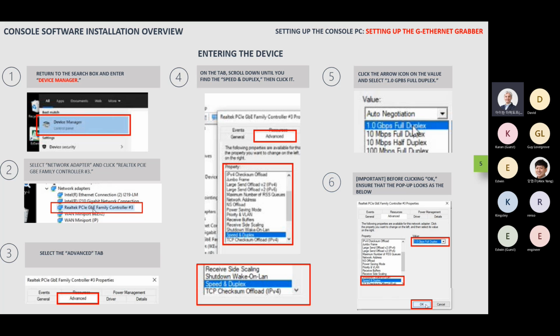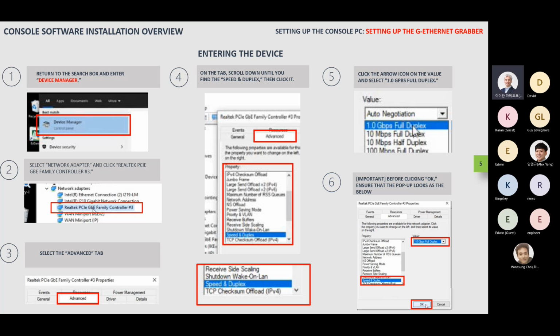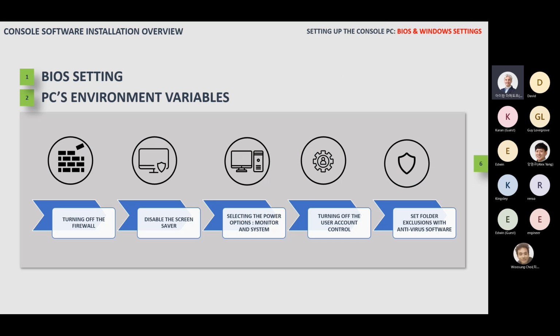Please don't forget to click on speed duplex and select 1 Gbps full duplex. Okay, it's very important because otherwise the image transmission will be quite slow. You might experience some issues with that. So it's very important to follow all the steps as described in the technical manual for A9.